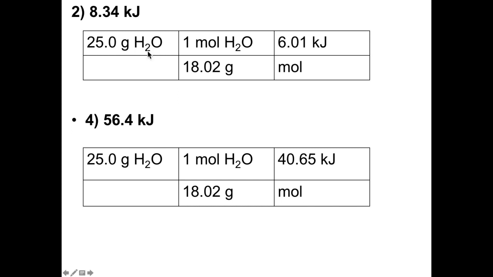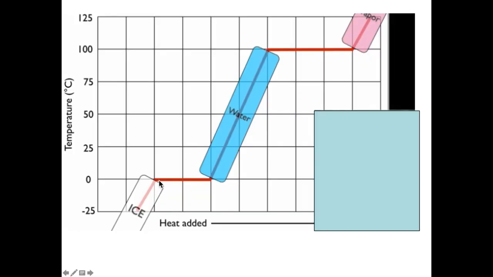So what's going to happen is I'll have 25.0 grams of water. I'll divide by 18.02 grams, and multiply that by 6.01 kilojoules. 25 divided by this times this will give me 8.34 kilojoules. Then, to figure out the kilojoules for the water vapor, of 25.0 grams of water, 1 mole is 18.02 grams, and then we have 40.65. When you multiply that all the way through, you're going to get 56.4 kilojoules. So again, the top one here is the amount of energy to convert ice to water, and the bottom calculation was the amount of energy to convert water to vapor.